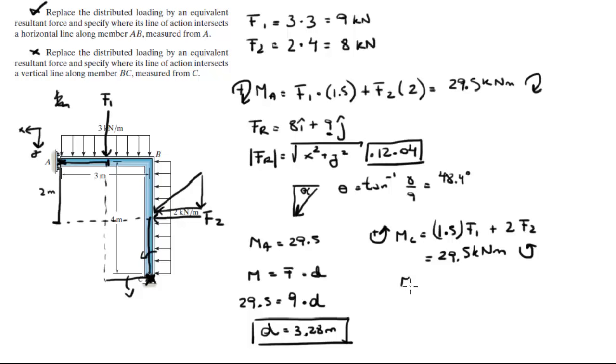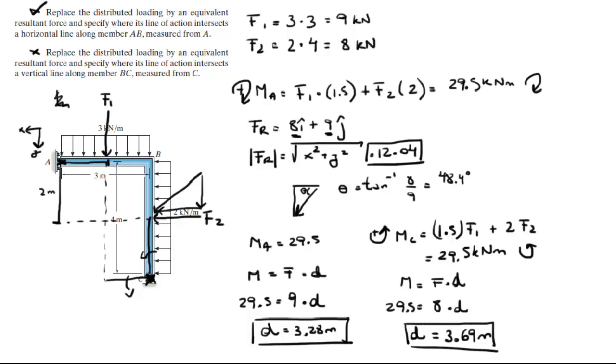So the moment is equal to the force times d, the distance. The moment is 29.5. Now what's the force? Now it's the other way. We used the vertical component before because it was the only component of the force creating a moment. Now we have to use the horizontal component because the vertical component aims straight at C. So the horizontal component is 8 times d, and d becomes 3.69 meters.